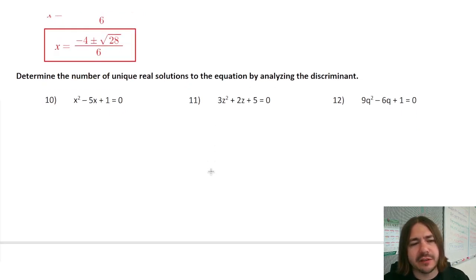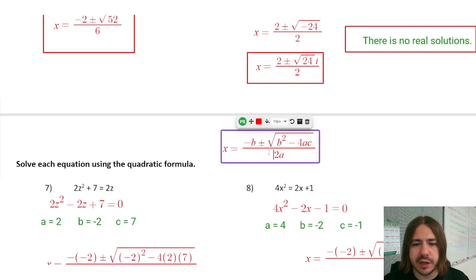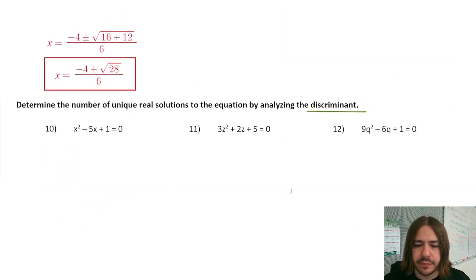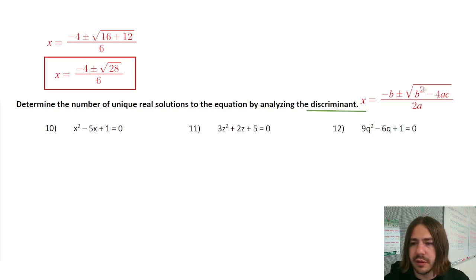10 through 12 says, determine the number of unique real solutions to the equation by analyzing the discriminant. So the discriminant is going to be that number underneath the square root in the formula here. Let me grab the quadratic formula one more time here. This number right here, this b squared minus 4ac, that is the discriminant right there.